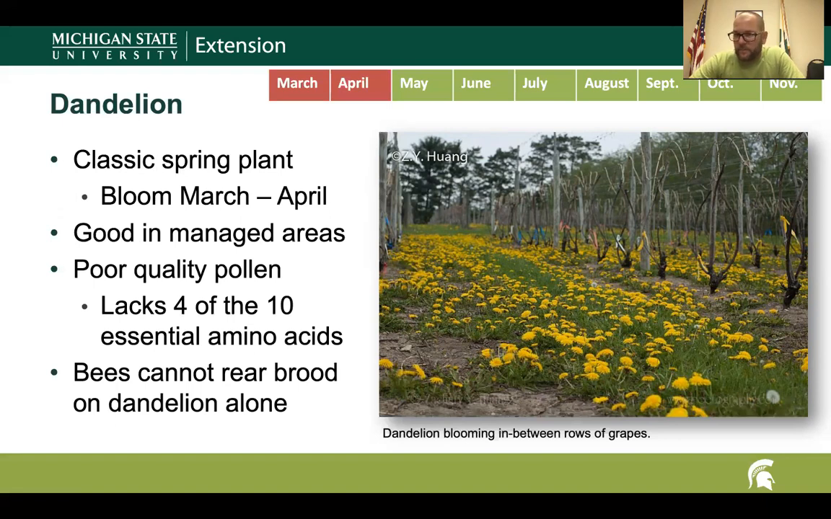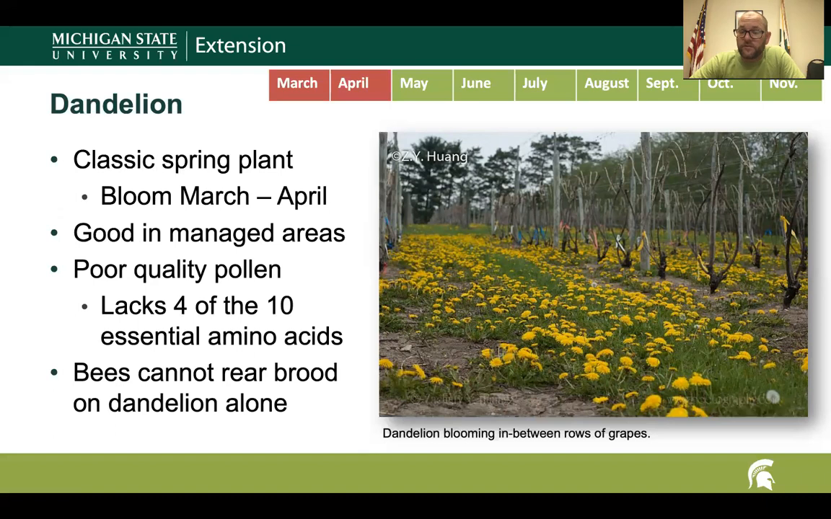However, dandelion is really not a great pollen source for honeybees. Now, I know that many of you say, oh, well, I see the bees on them all the time and this and that. Well, that is great that you see that. And they do forage very readily on it because there's very little things available during this time of the season to feed on. But what it lacks is 4 of the 10 essential amino acids that are necessary for bees to really be productive.